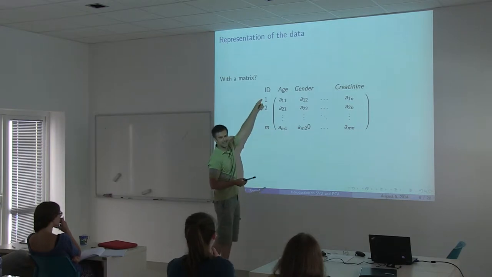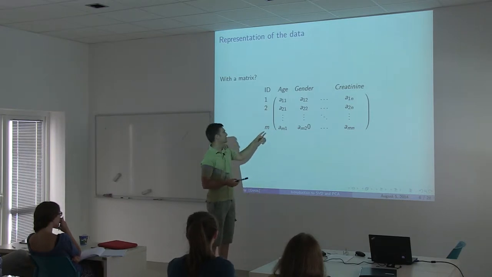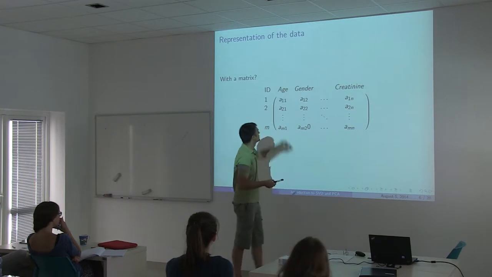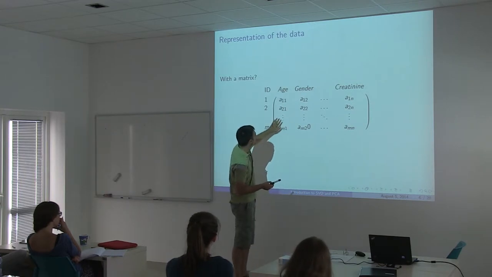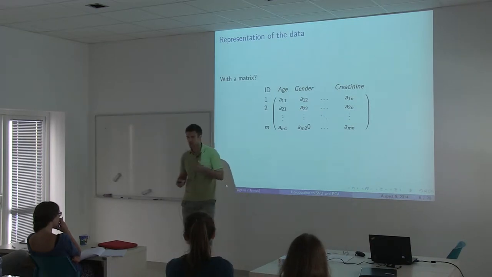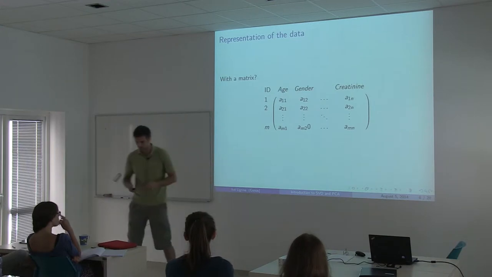So you're going to have ID. This is the ID of the, I don't know, patient. And then you have his age, gender, creatinine levels, or something like that. Then you're going to have your data. So you can imagine it like a matrix, right? This is a matrix. It's some kind of rectangular structure that has some nice properties.